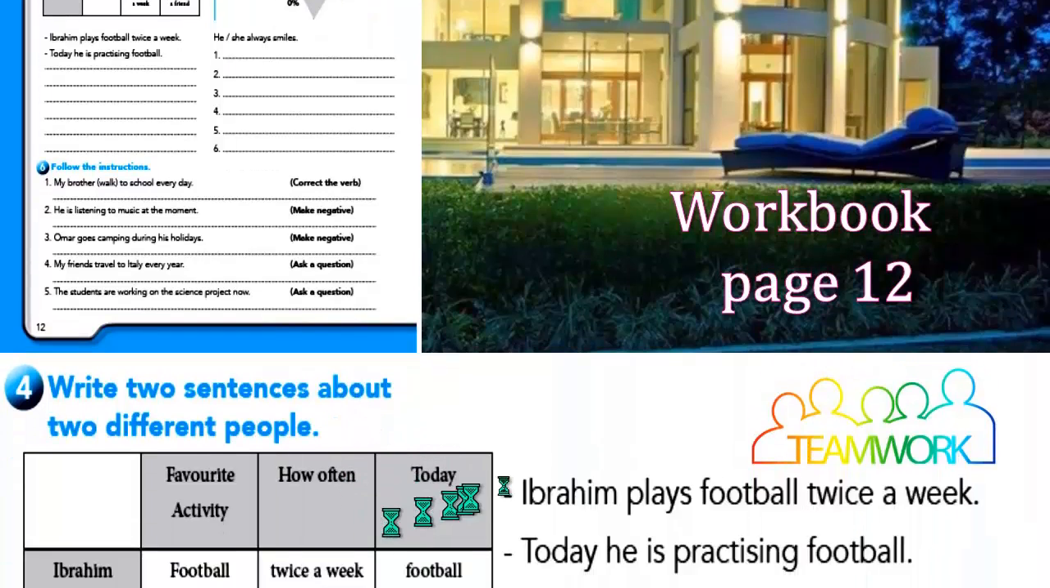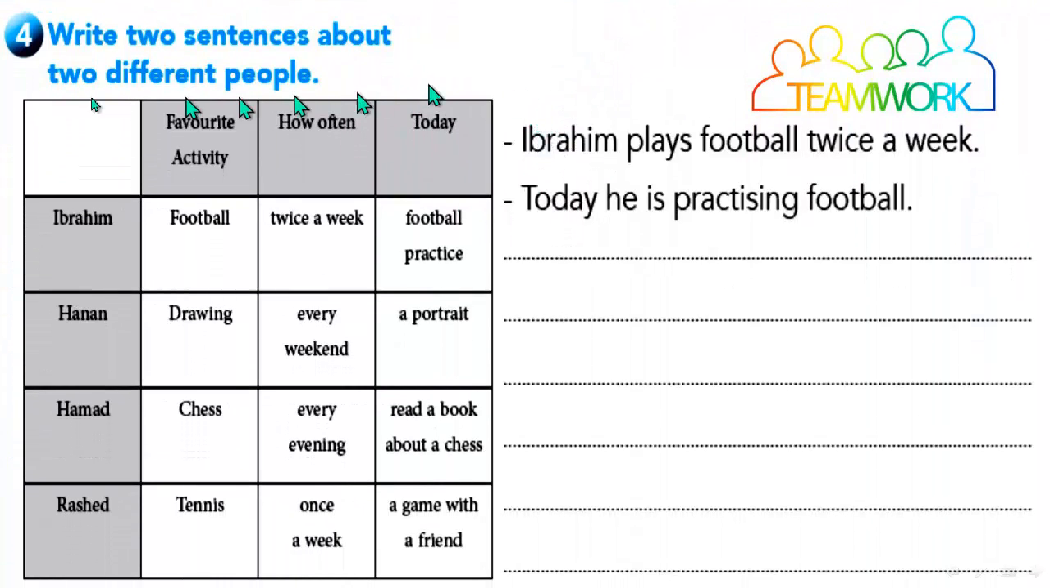Okay, let's start with number 4. Write 2 sentences about 2 different people. Here are the names of the people: Ibrahim, Hanan, Hamad, Rashid. What about this one? Favorite activity. His favorite activity. Then how often? What does that mean? How often? So how many times does this person practice this activity?